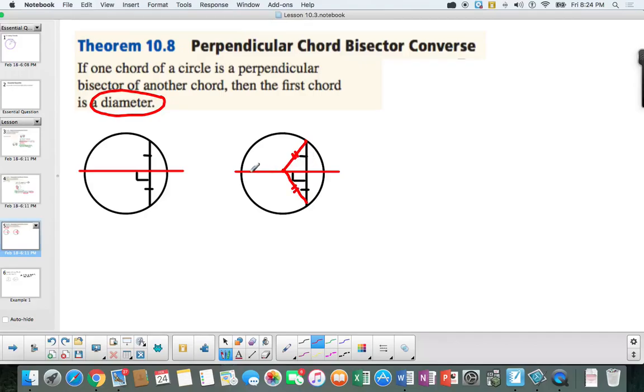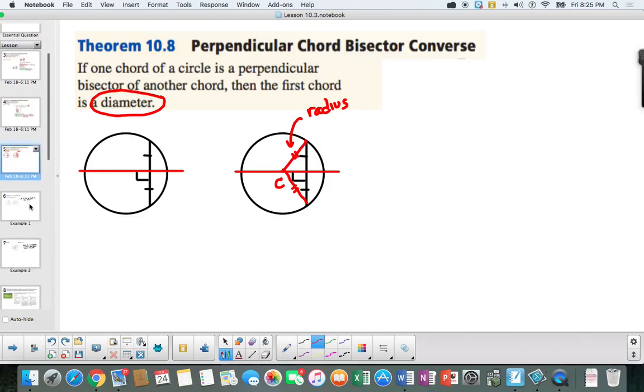And so we know somewhere along here there's a point, and it's going to be called the center, that's equidistant. And that's exactly what a radius is. So these two are a radius and a radius. And you will know a radius is hooked to a center, and a center is part of a diameter. So that's why that has to be a diameter.